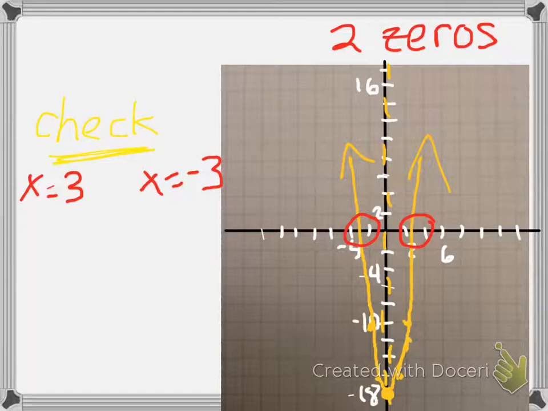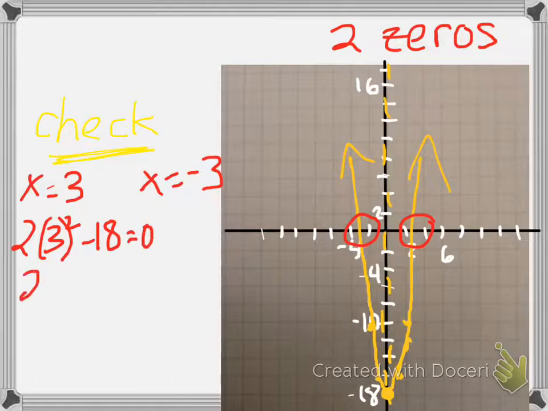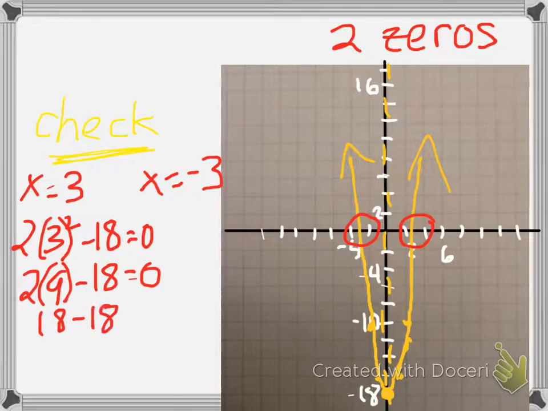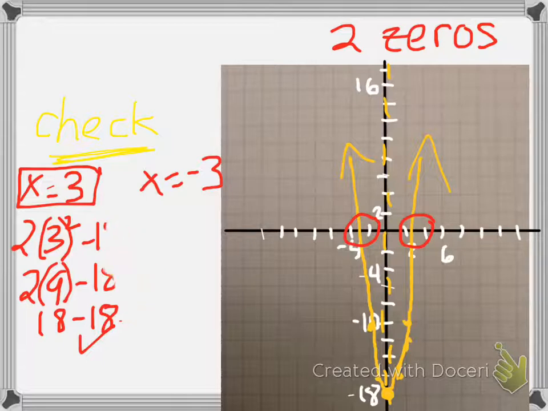So let's check it. My equation was 2 times x squared minus 18. That should equal 0. 2 times 9 minus 18 equals 0. 18 minus 18, that is 0. That means that x equals 3 is one of my zeros. Now let's check for x equals negative 3. I'm going to have to erase this to give us some space. Sorry guys.